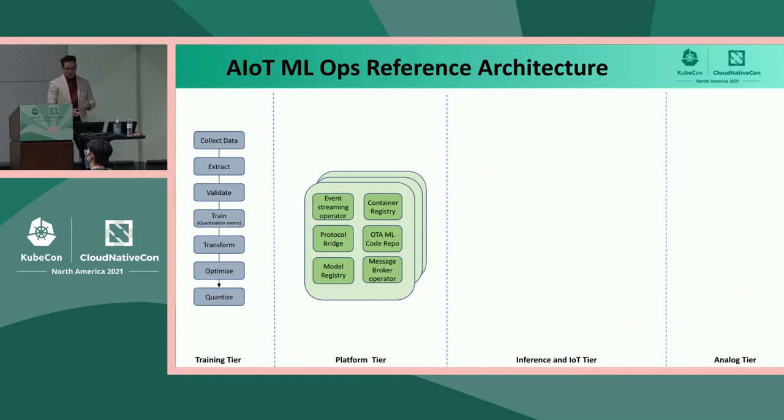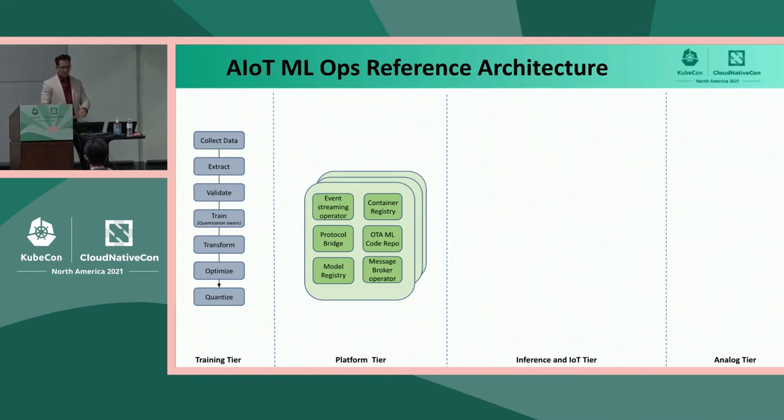Then there is an OTA ML code repo. I'll talk more about OTA; it is over the air. Your phones have FOTA when they get new firmware. On these edge devices, especially the ones that are microcontrollers, they don't have file systems, so you can't just download a model. You have to send the entire firmware. You have to reflash it.